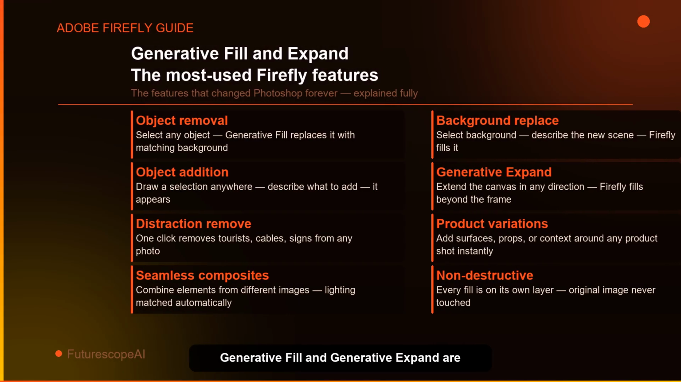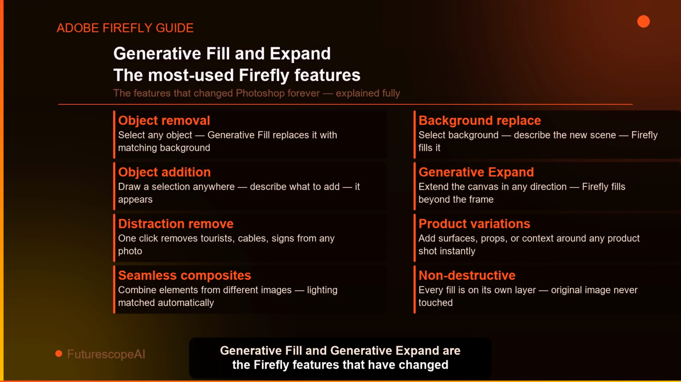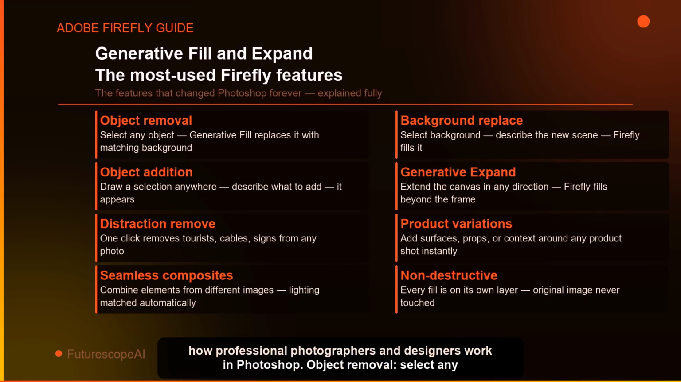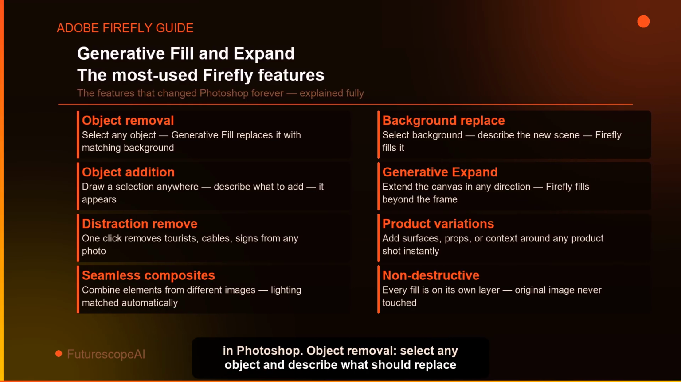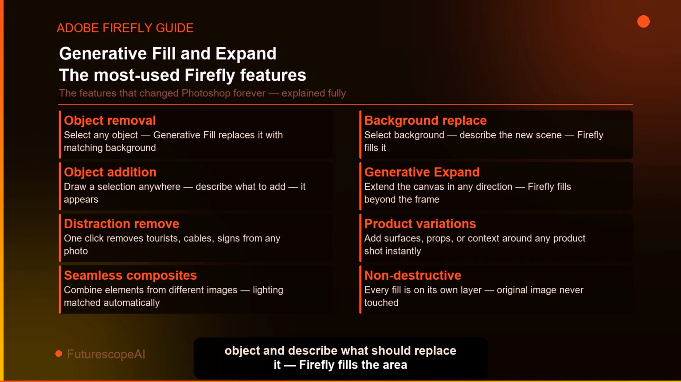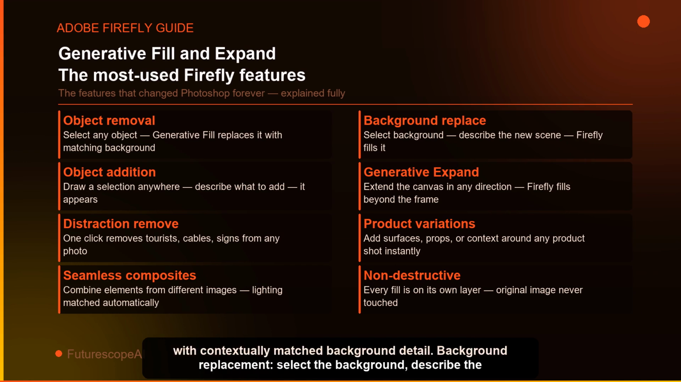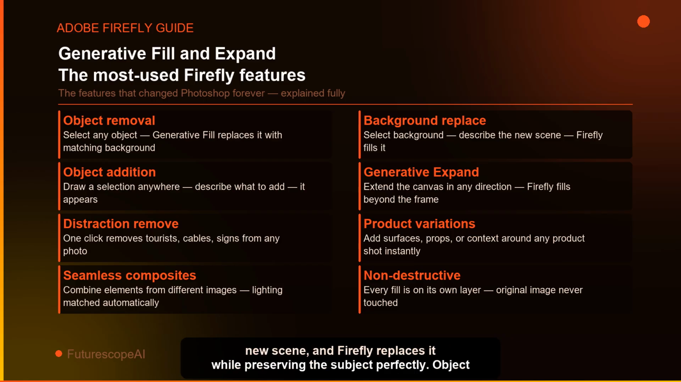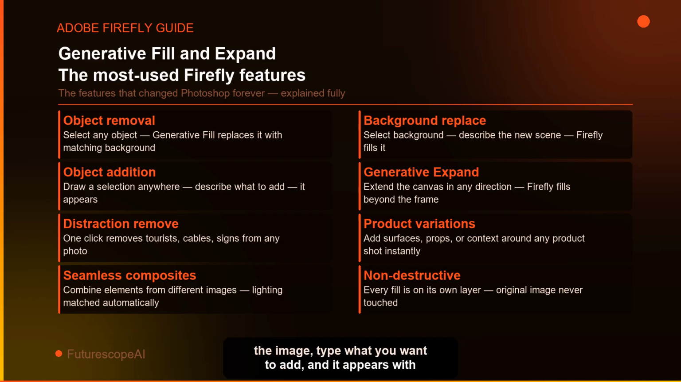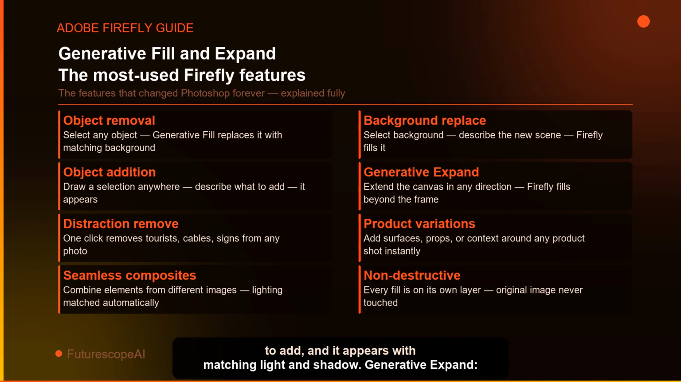Generative Fill and Generative Expand are the Firefly features that have changed how professional photographers and designers work in Photoshop. Object removal, select any object and describe what should replace it. Firefly fills the area with contextually matched background detail. Background replacement, select the background, describe the new scene, and Firefly replaces it while preserving the subject perfectly. Object addition, draw a selection anywhere in the image, type what you want to add, and it appears with matching light and shadow. Generative Expand, drag the canvas outward in any direction and Firefly generates content beyond the original frame, critical for converting portrait photos to landscape without cropping.